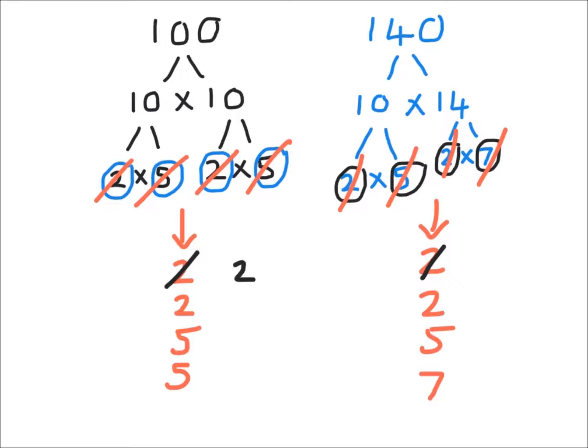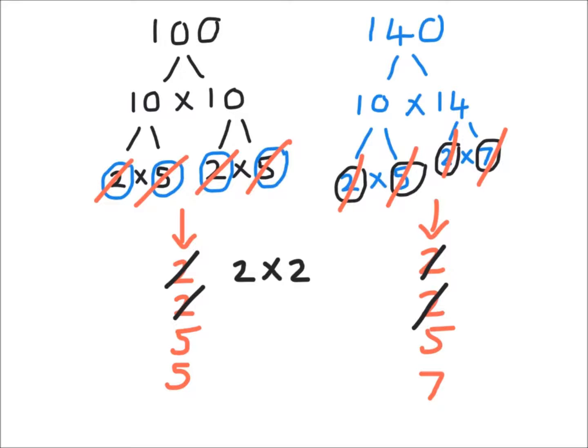Let's look at the next number. We've got a 2. Do we have a 2 here? Yes, we do. I'm going to cross them both out, and I'm also going to put that in the middle. Let's look at the next number. 5. Do we have a 5 on the other side? Yes, we do.